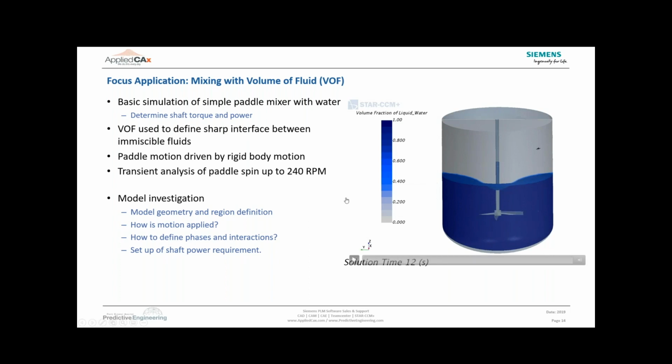With this model, we're using Eulerian multiphase between the air and water phases. And we're using a volume of fluid to define the sharp interface between these two phases. So we're going to open up this model and try to go through it real quickly and investigate the geometry, look at the region definition, show how we can apply motion to this, show how we set up the phases, set up the phase interactions, and also get some engineering values out of this, such as evaluating what the shaft power requirements are.